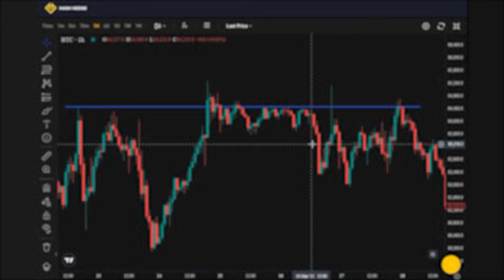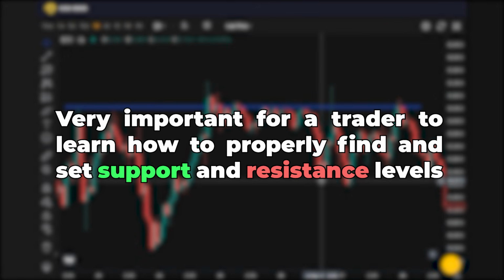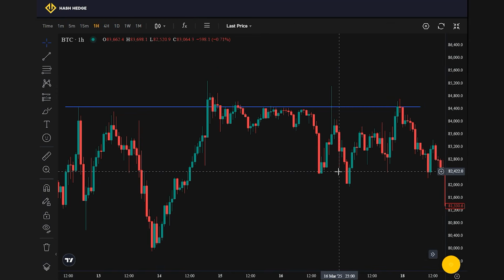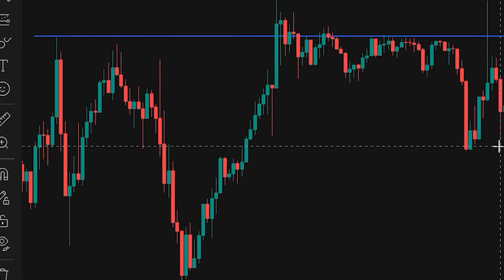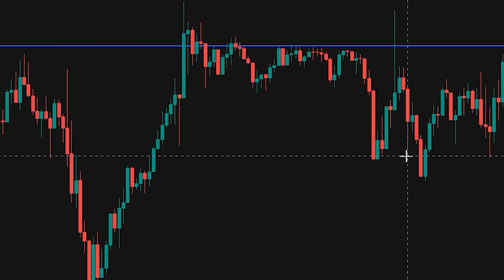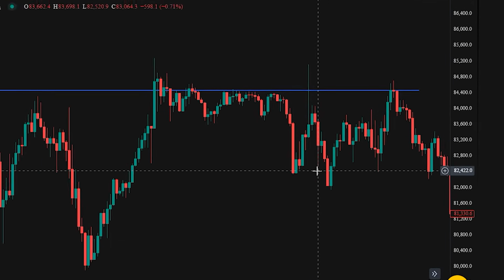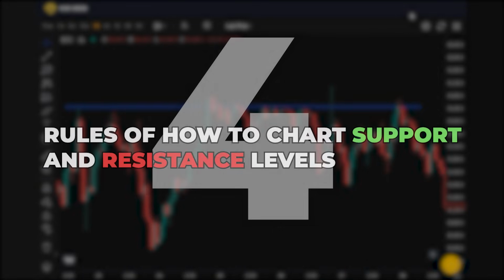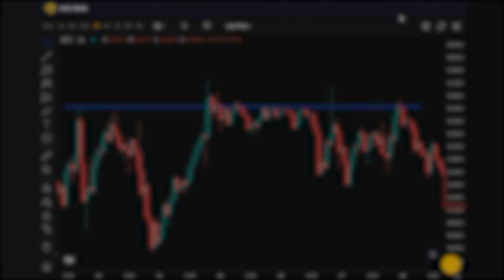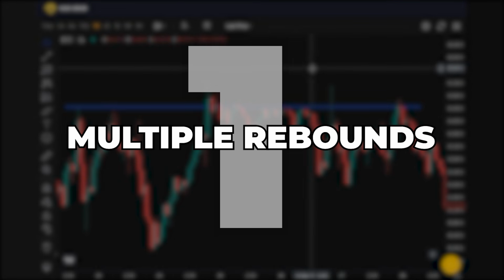It is very important for a trader to learn how to properly find and set support and resistance levels, even if this is not your primary strategy. Because support and resistance levels, just like trading channels, are good confirmation signals for your strategies or can serve as separate sources of information. So in this video, I want to tell you the 4 rules of how to chart support and resistance levels. So the first rule is multiple rebounds.